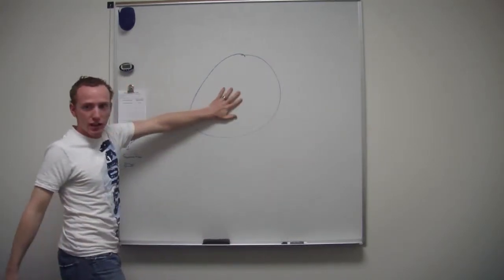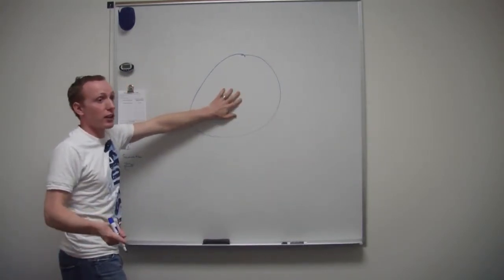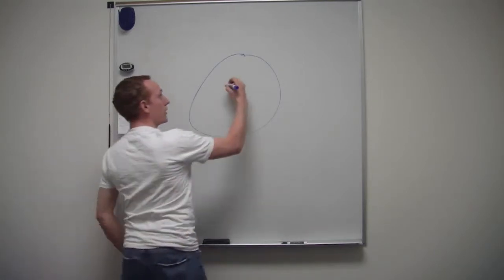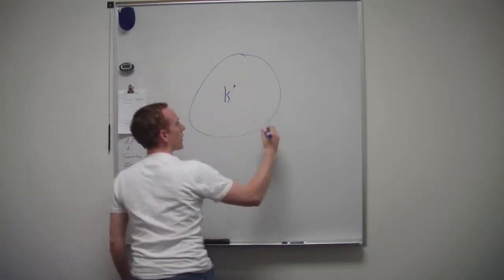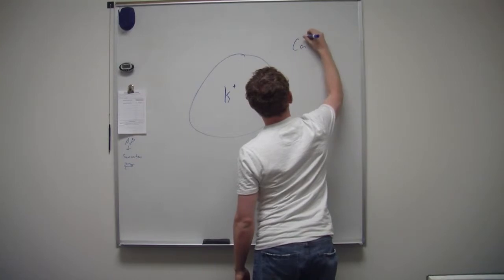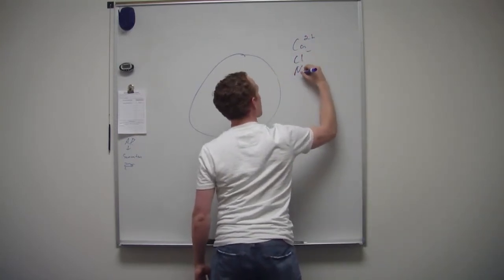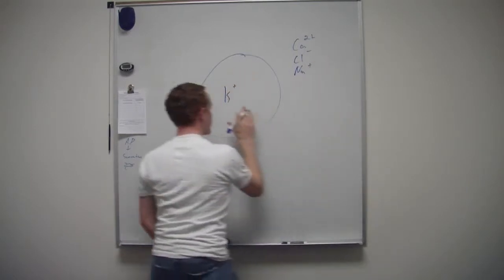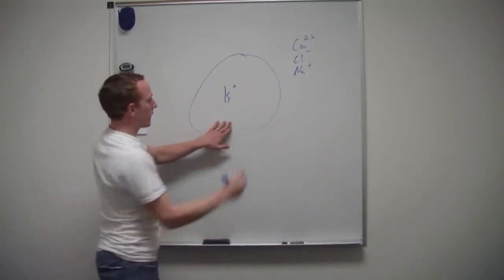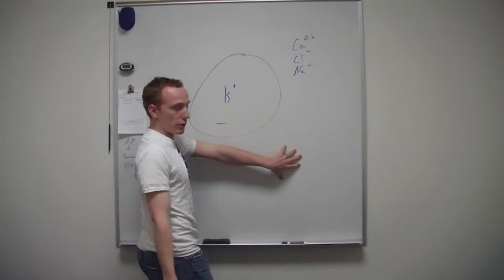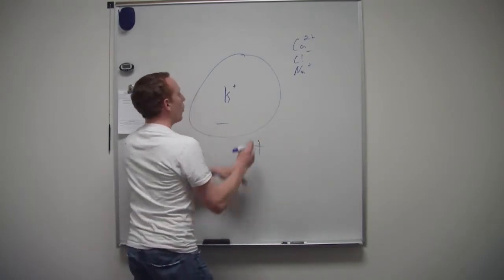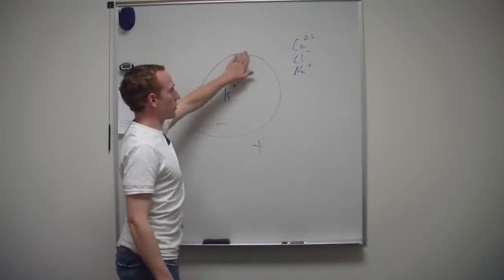What's the high concentration inside the cell? What's the high concentration outside the cell? And give me their charges. Potassium is positive, calcium is positive, chlorine is negative, sodium is positive. Okay, what's the general charge inside the cell? Negative. What's the general charge outside? Positive. What are important channels that you need to be aware of?